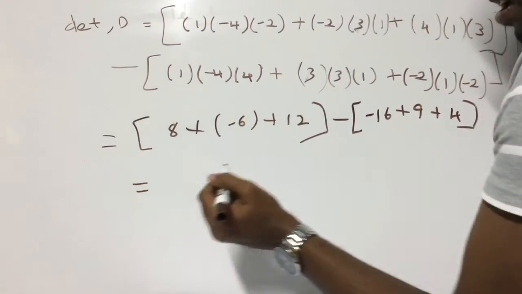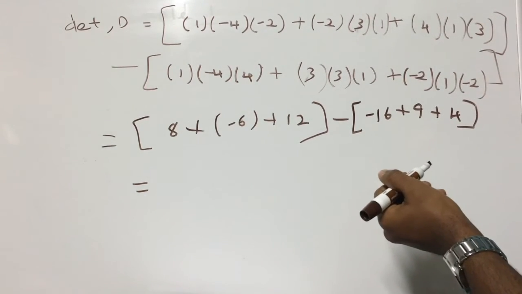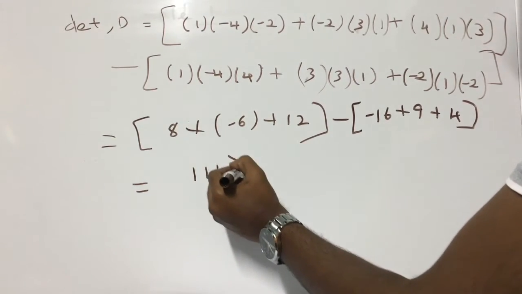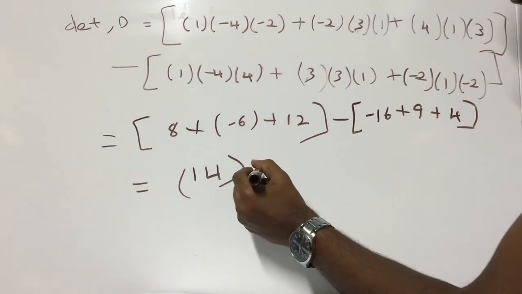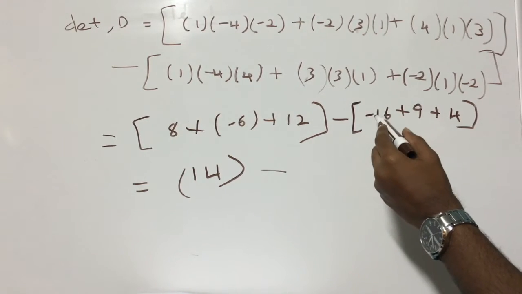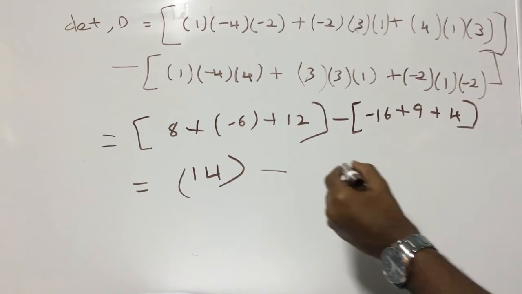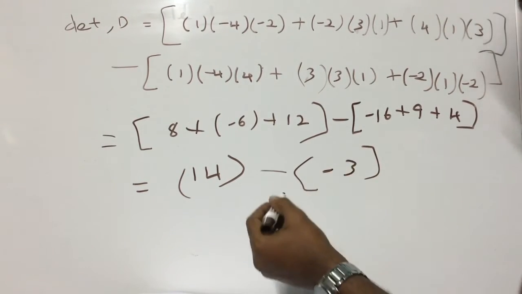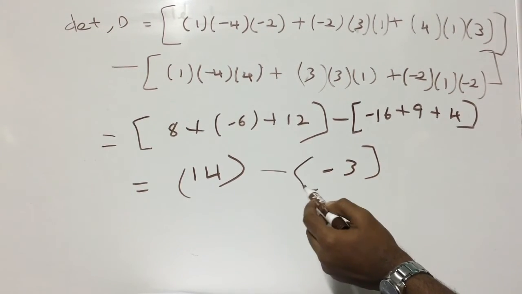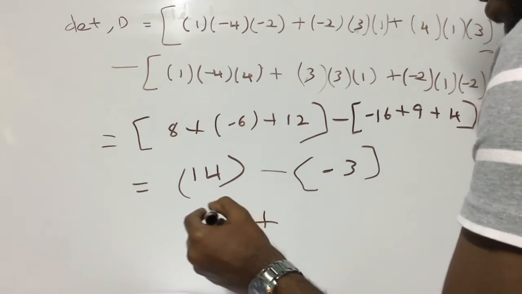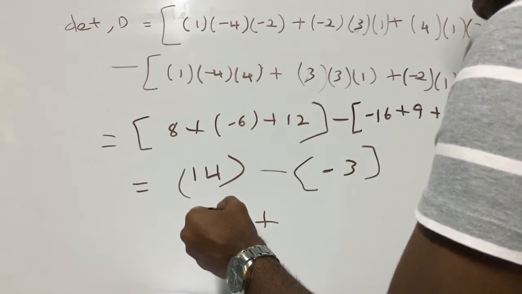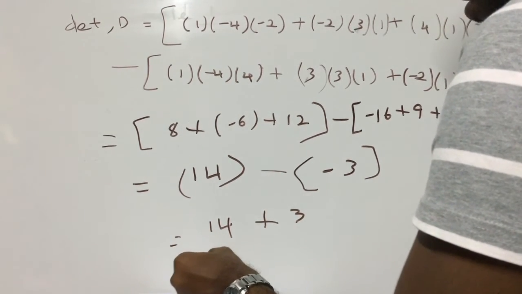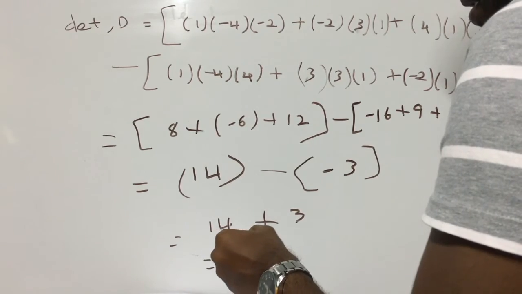Right? So 8 minus 6 is 2. 2 plus 12 is 14. Minus 16 plus 9 plus 4 is minus 3. And if you notice, we have the occurrence of two minus signs here, which makes it a positive sign. So it's 14 plus 3, and the determinant, which is D, is equal to 17.